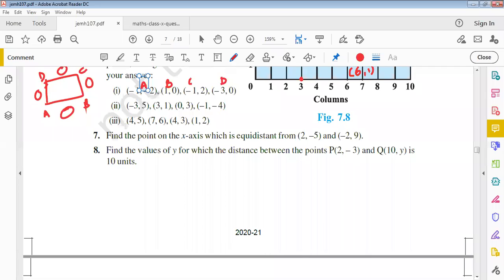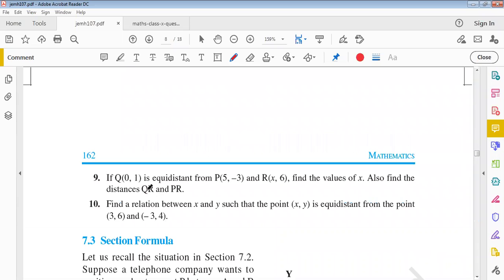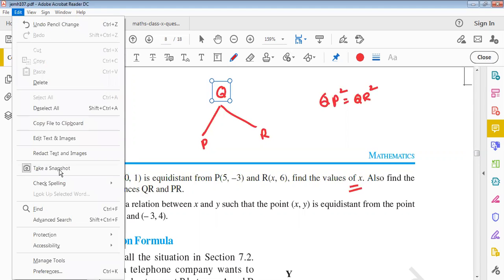The balance sums from the exercise now. If you look, if Q(0, 1) is equidistant from P and R, then Q is equidistant. You take Q, P and R. So QP is equal to QR. Squaring on both sides, QP square is equal to QR square. Find the values of X. If you substitute the distance formula, then you will get the value of X. The next question is the last one from this exercise.